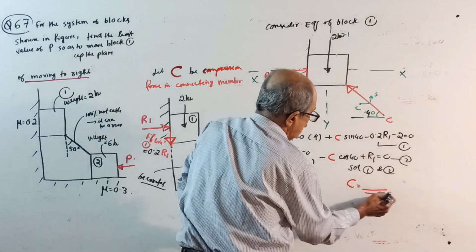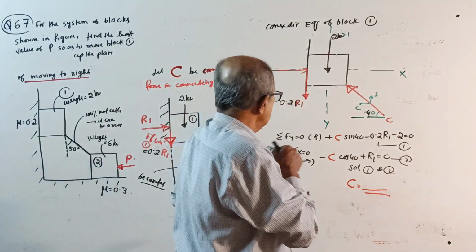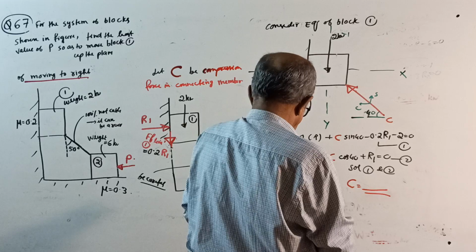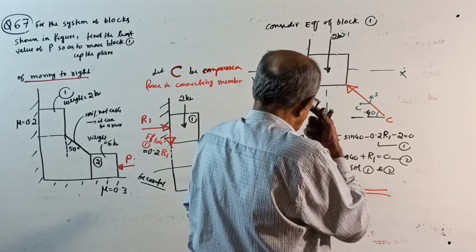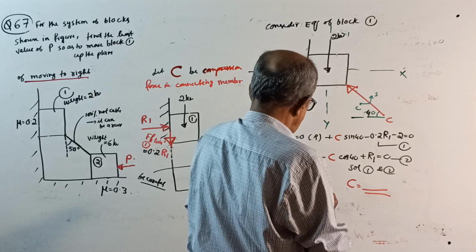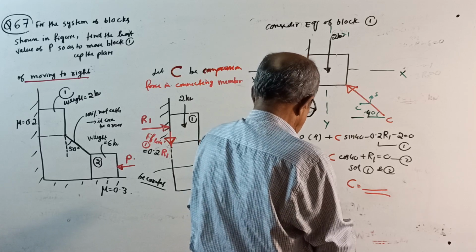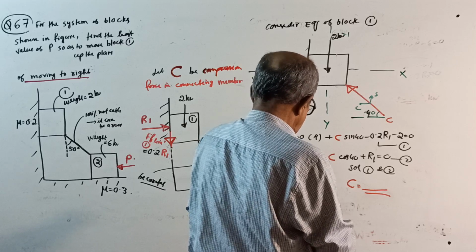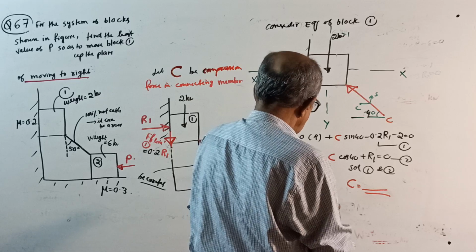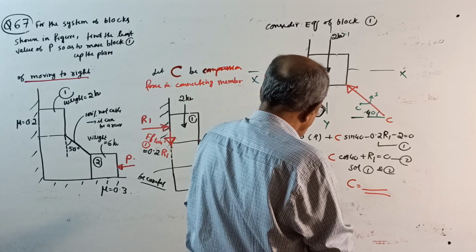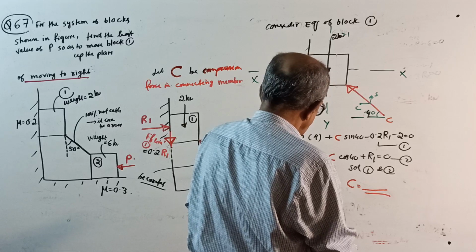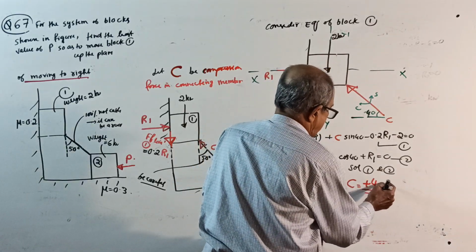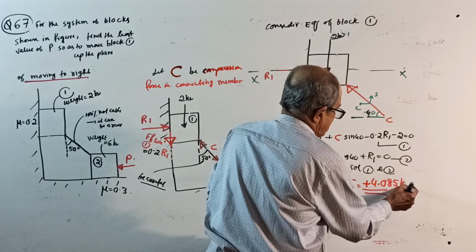Why? With C only you can go to the next block. Your C will come, I will solve it. Mode alpha A, unknowns are 2. Sine 40, minus 0.2, minus cos 40. C will come 4.085 kilonewton. That is the value of C.